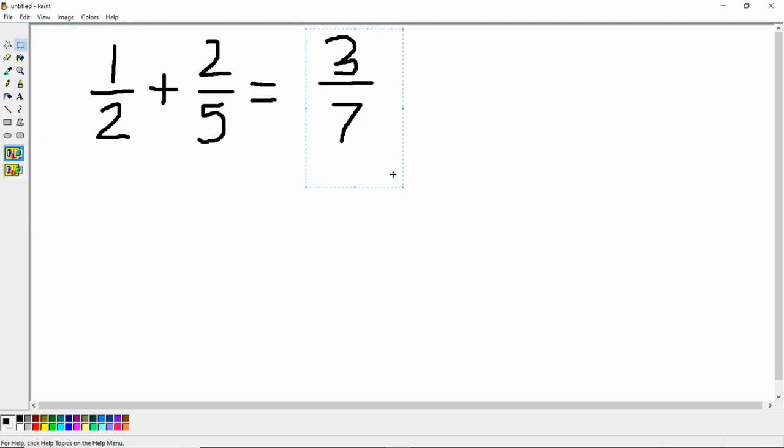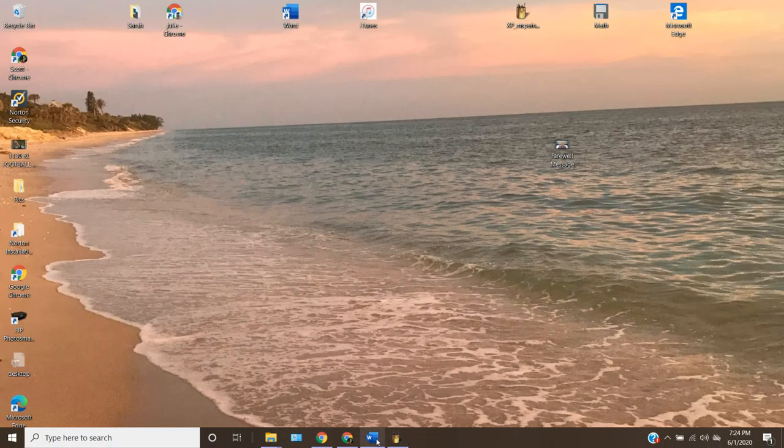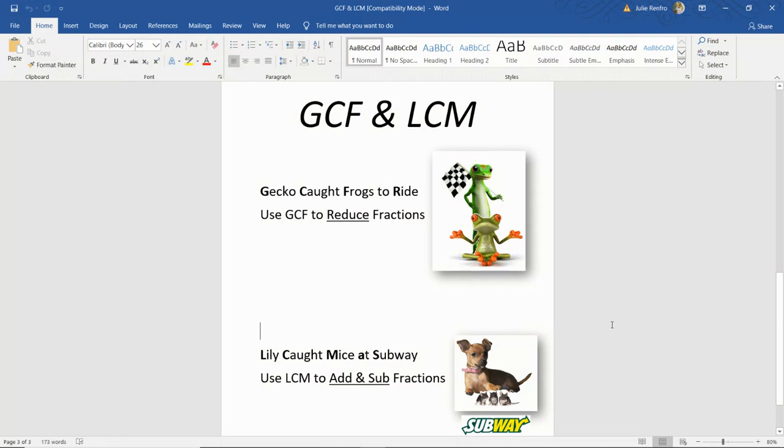I'm going to show you how you get the answer when both the bottom numbers are different. I made a little special note for my kids in my class to help them remember two really important things when it comes to fractions: the GCF, the greatest common factor, and the LCM, least common multiple. When we're adding or subtracting fractions, we use the LCM. When you want to reduce fractions, you use the GCF.